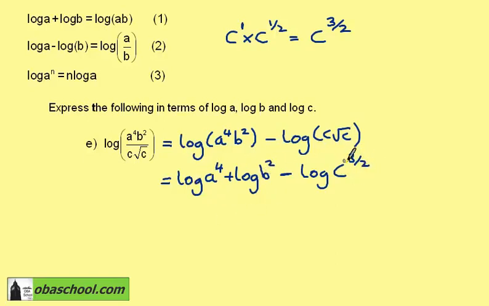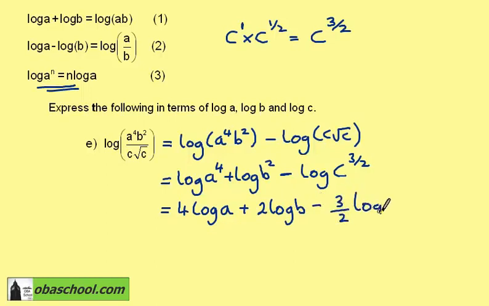We can then use law number 3 to bring down the powers, giving us 4 log a plus 2 log b, take away 3 over 2 log c.